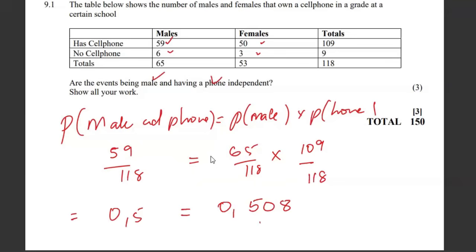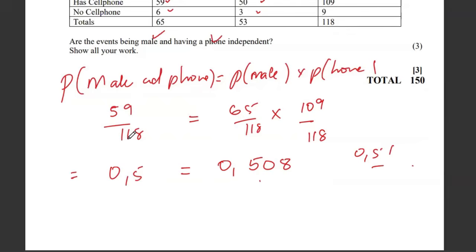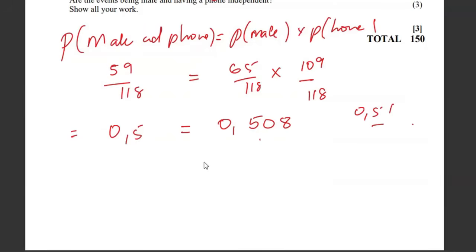Now, it looks more or less the same, but it's not, because when you round off, this will be 0.51. They did not tell us how we should round off. Had it been that we're rounding off to the nearest first decimal, then yes, they were going to be independent. So we're going to say the events are not independent. Reason, these two are not the same.